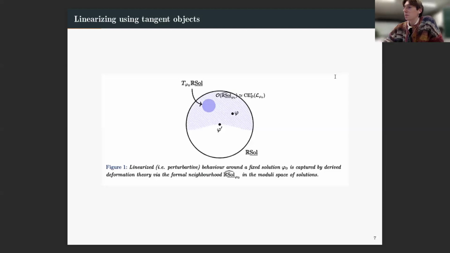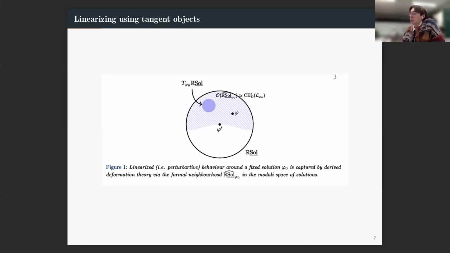So typically what people would do, especially if you want to work in, let's say, moduli spaces of Euler-Lagrange equations, instead of working globally, which is very difficult, these objects are very hard to get your hands on. So you pick a solution, you work locally around the formal neighborhood of the solution in the moduli space. So this is a tangent space of that object.